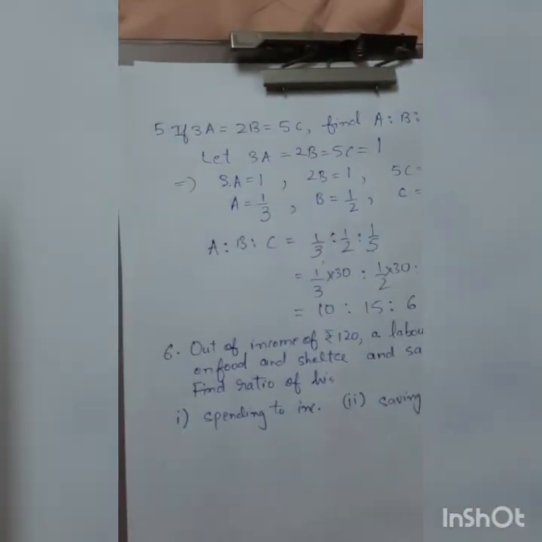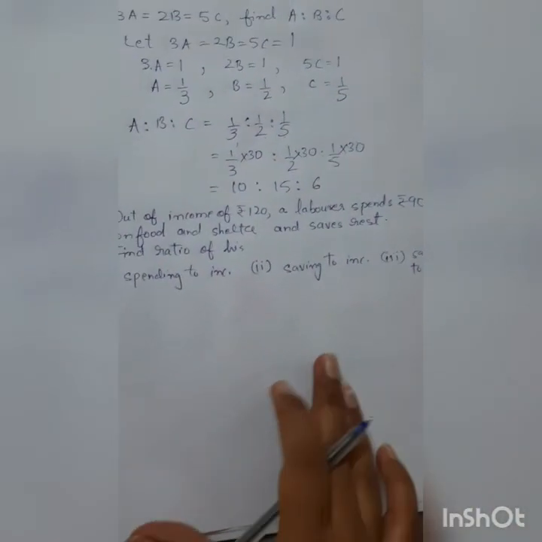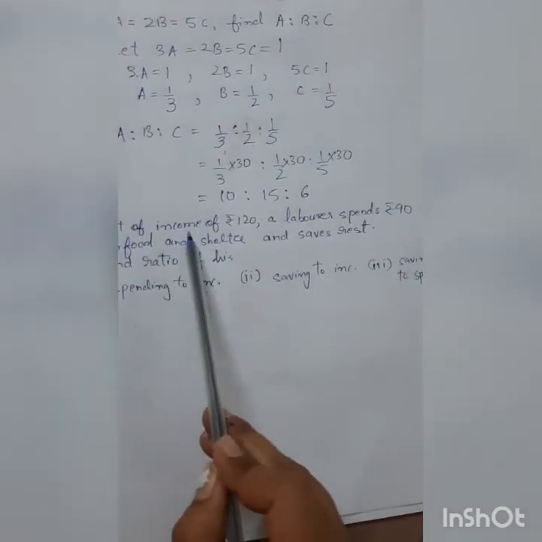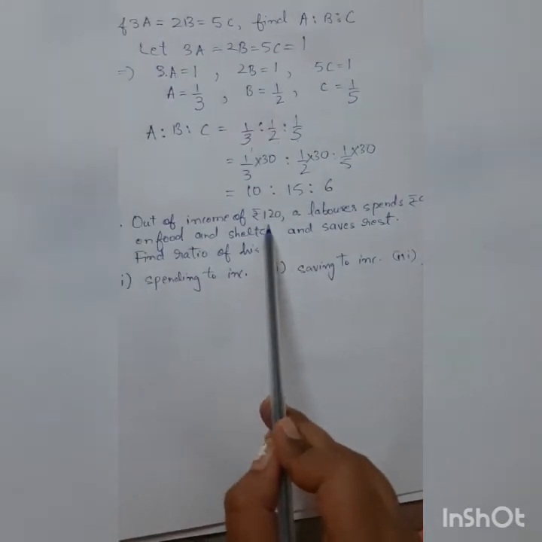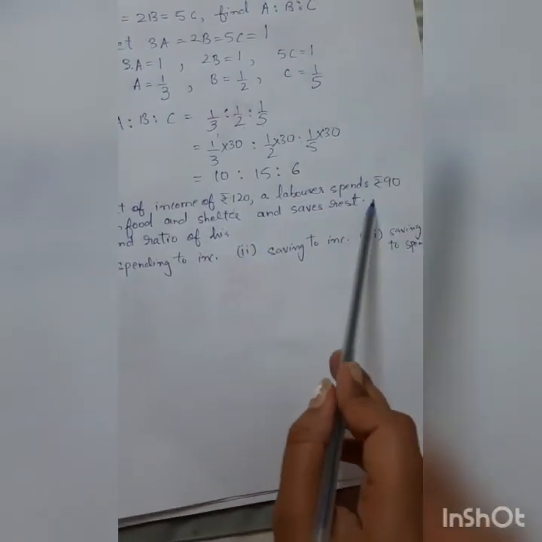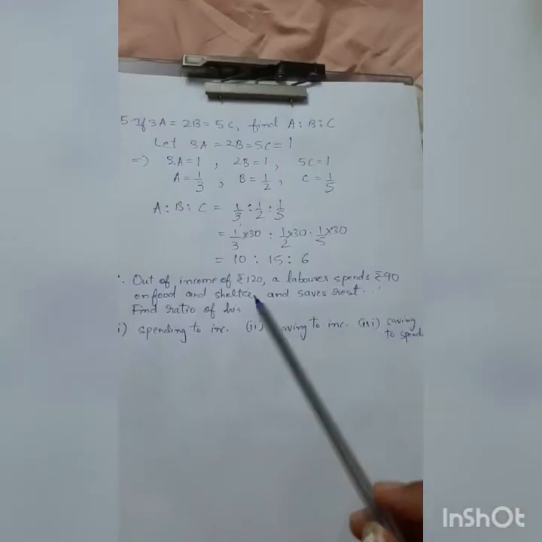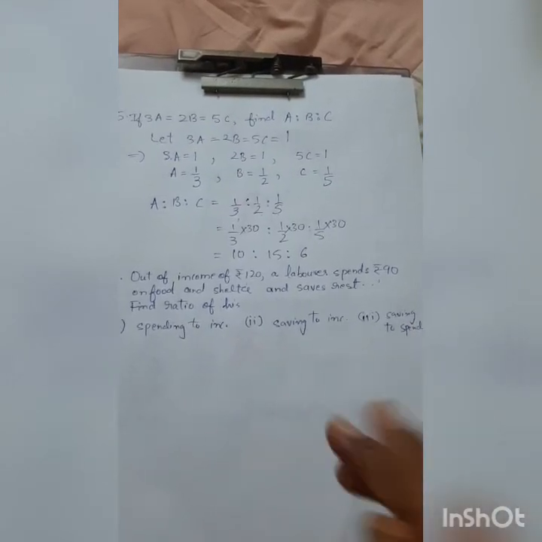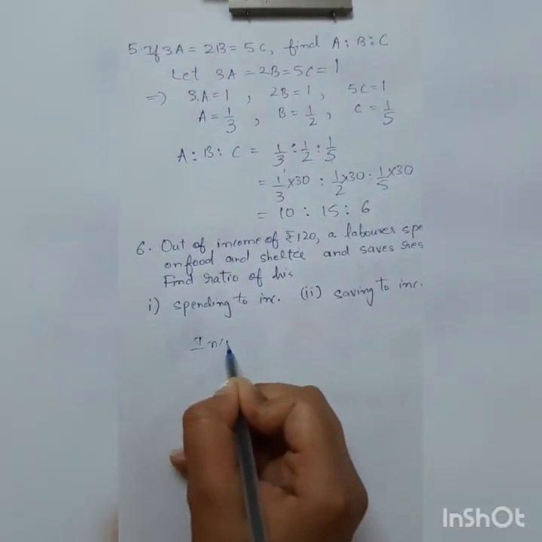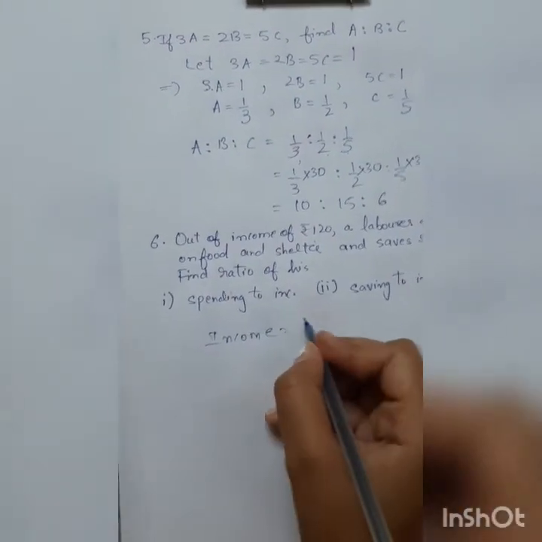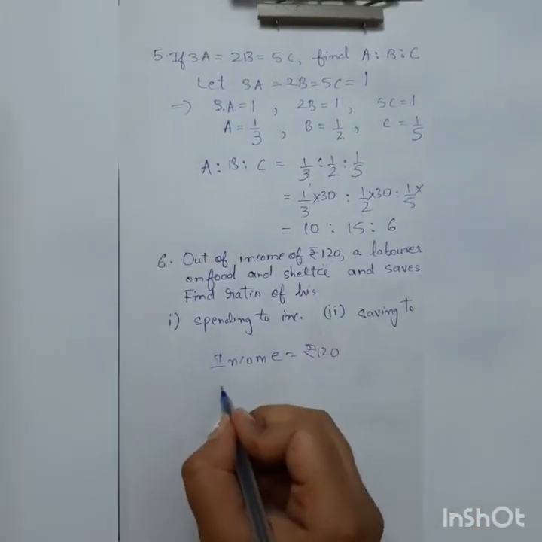Okay students, so I have explained you question number 5 also. Let's come to question number 6, which I am giving you to solve as homework. In this question, what are they saying? Out of income of rupees 120, this is the income. Okay, means the money the person is earning. A laborer spends rupees 90. This is the money which was spent. Okay, so students, if this is the income, this is the money which is spent on food and shelter and saves the rest. इतनी income है, means this the person is earning. So we will write down income is equal to how much rupees? Rupees 120.